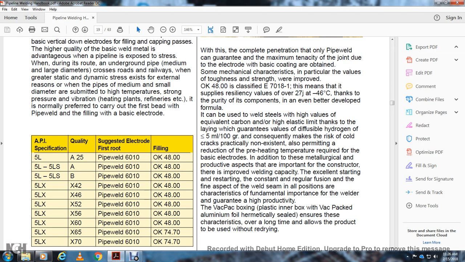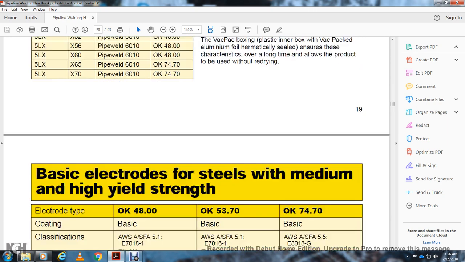In addition to these metallurgical aspects and the important structure, there is an improved welding capacity, with excellent starting and restarting, constant regular fusion and a fine aspect of the weld seam in all positions, characteristics of fundamental importance for the welder and guaranteeing high productivity. The vacuum-pack boxing, a plastic inner box with vacuum pack and aluminum full hermetic seal, ensures these characteristics are kept over a long time, allowing the product to be used without re-drying.